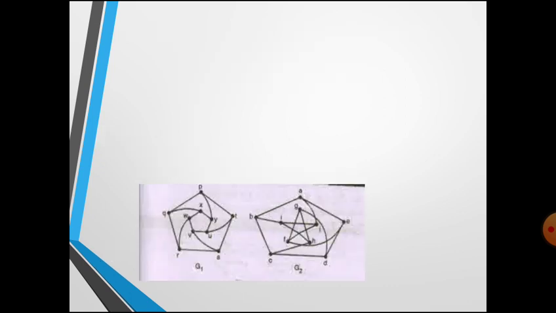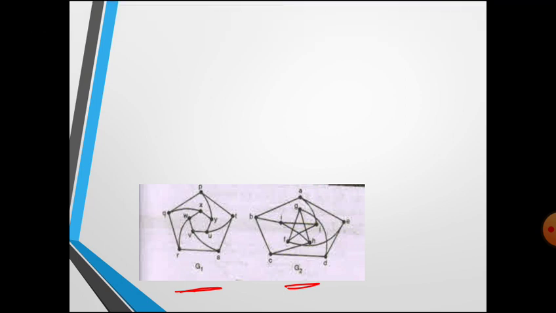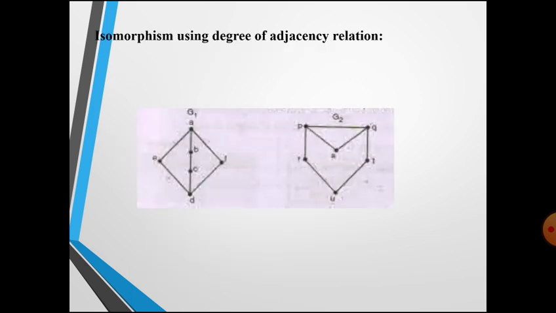Now consider the next example or exercise. You can check whether these given two graphs G1 and G2 are isomorphic or not. That is, if we can find the bijective correspondence between G1 and G2, then these two graphs are isomorphic, otherwise these two graphs are not isomorphic. We can check the isomorphism relation using degrees of adjacency relation. In every graph, we cannot easily find whether a bijective correspondence holds.